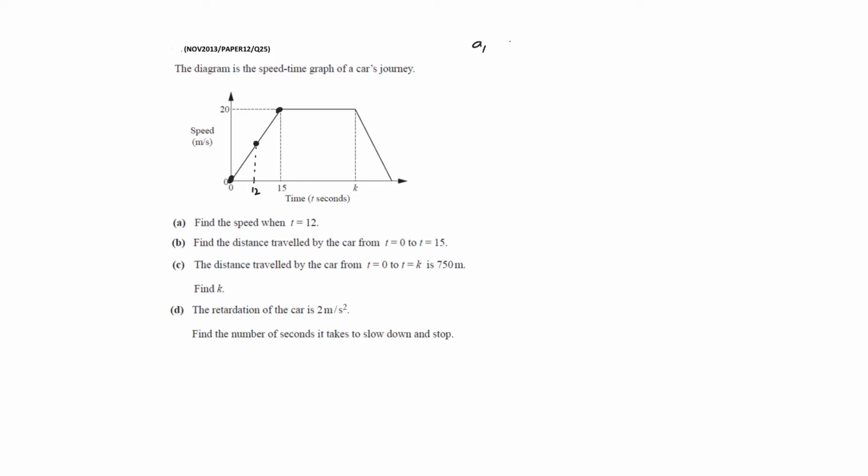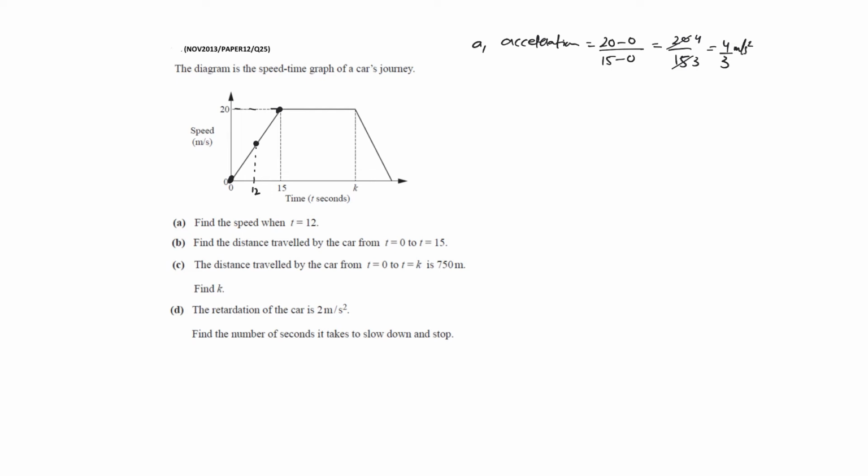So if you calculate the acceleration first, you will know that acceleration is 20. You can apply the gradient formula, 20 minus 0 over 15 minus 0. So you get 20 over 15, which is 5 times 4, 5 times 3, 4 over 3 meter per second square.